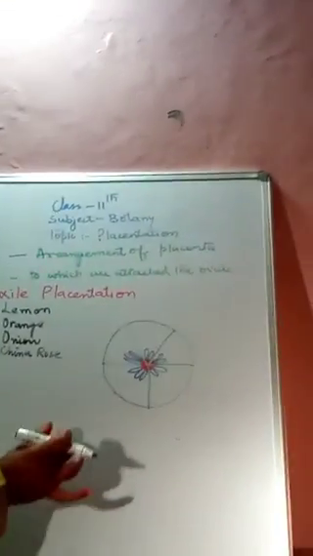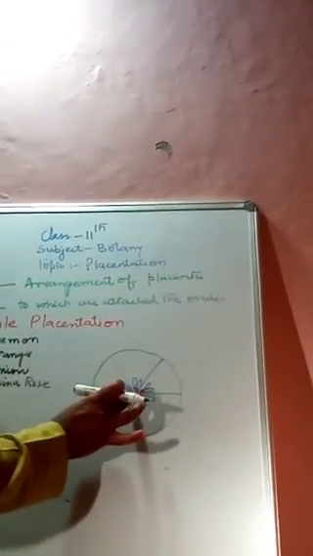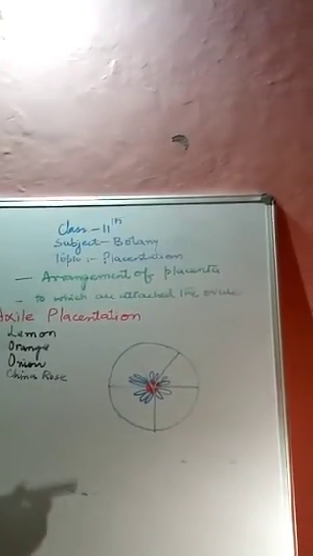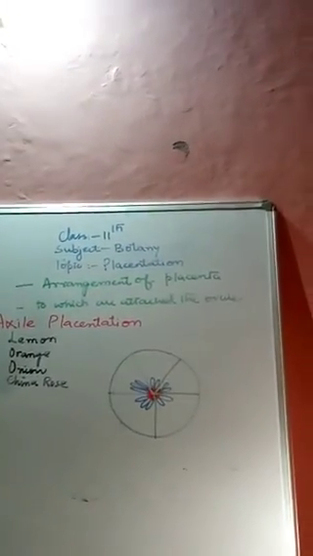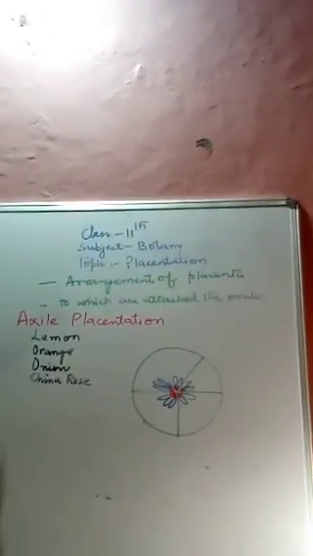Actually the placenta is towards this periphery, whereas in case of this axile, that is the lemon and the orange, it is towards this part. So this is the axile placentation. We have 3 more types, and these 3 types we will discuss in the second lecture.